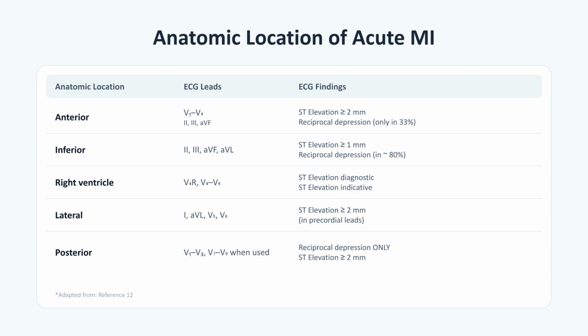This table summarizes the typical ECG leads and findings associated with different anatomic locations of an acute myocardial infarction. For example, an anterior MI involves leads V1 through V4 and usually shows ST elevation of 2 mm or more.